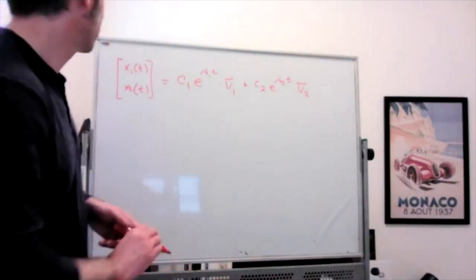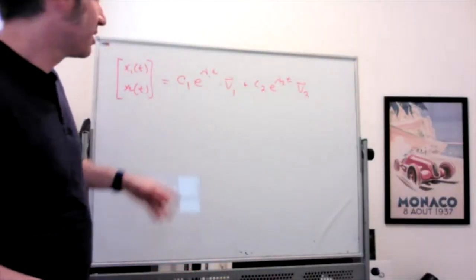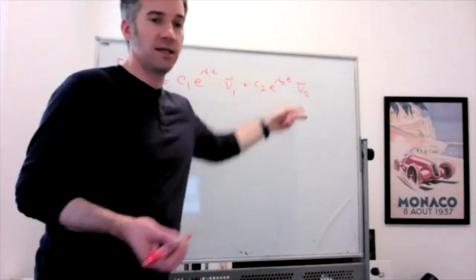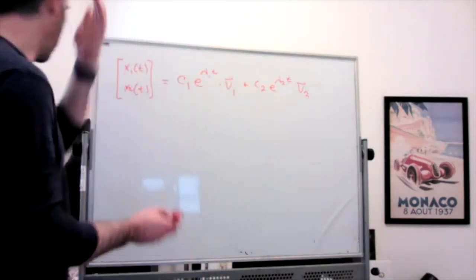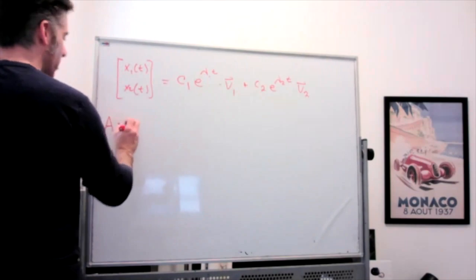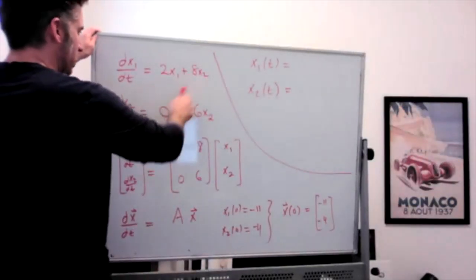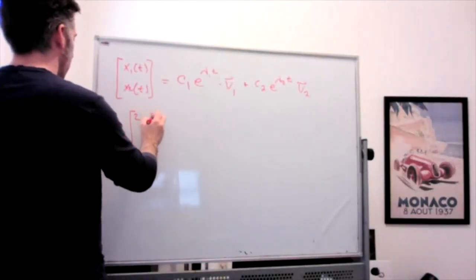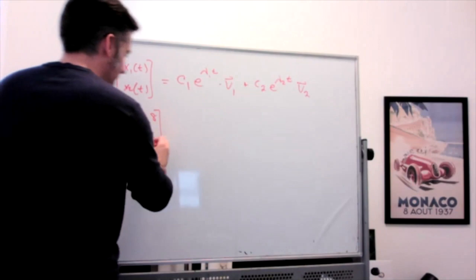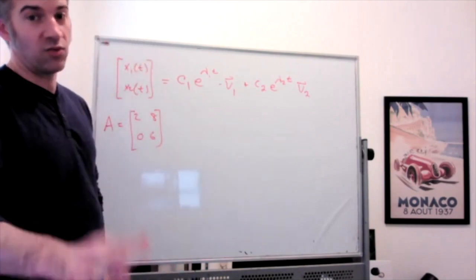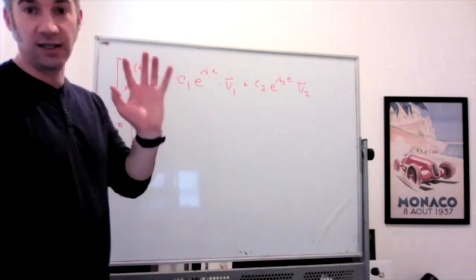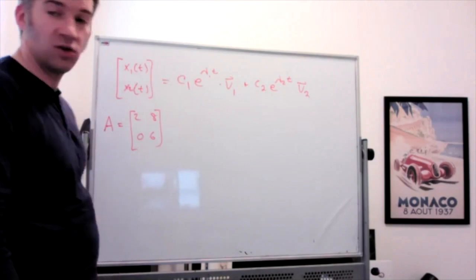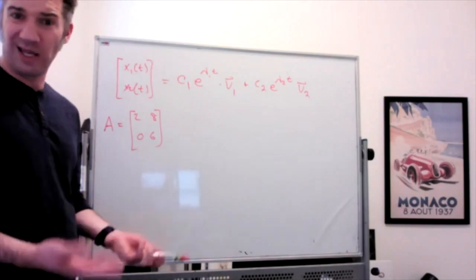Okay, so our job is to find the lambdas, the v's, and then eventually the c's. Our matrix was this matrix: 2, 8, 0, 6. This is one of those nice ones. Everybody in the chat right now, it should take 10 seconds, should be able to tell me what my two eigenvalues are without doing any work.